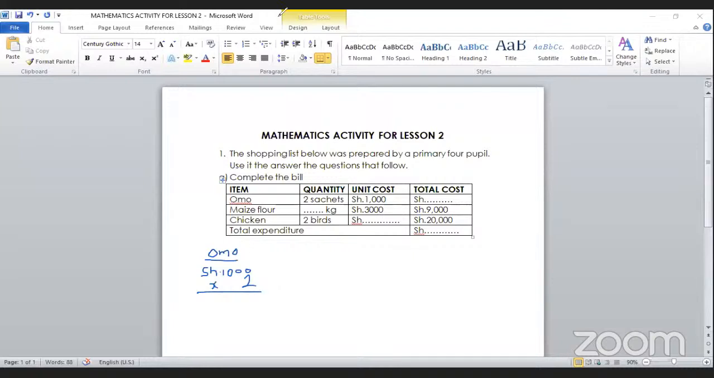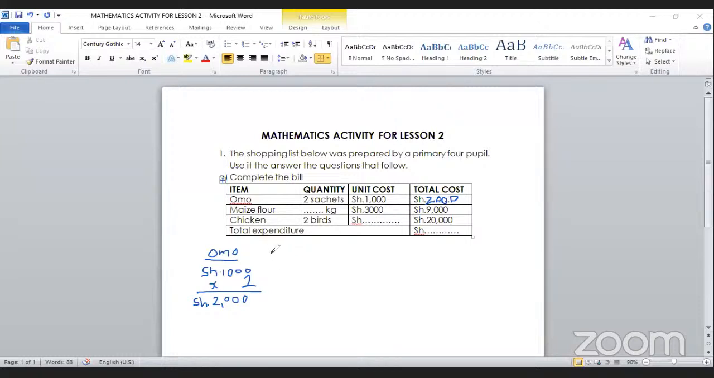So let someone multiply for us. Who is ready? Jasmine, can you multiply for us that number? 2 times 0, what do we get? 2 times 0, 0. Then 2 times 0, 0. 2 times 0, 0. 2 times 1, 2. Equals 2,000 shillings. So the 2 sachets of Omo is for how much? 2,000 shillings. Then you come here and write your 2,000 like this. So you have already completed the total cost for Omo.